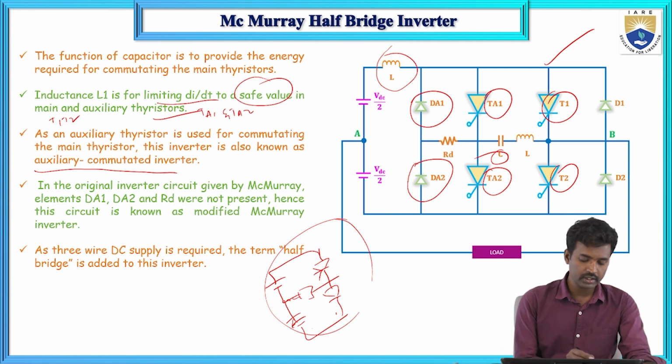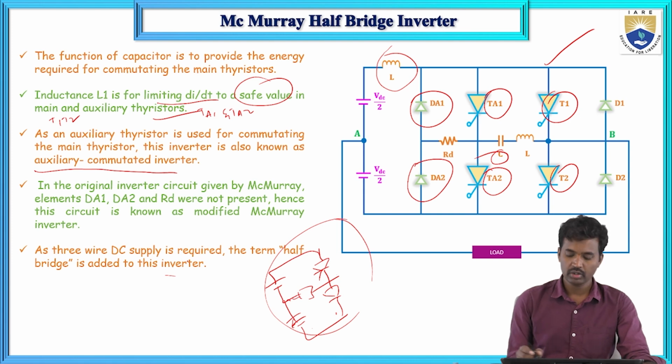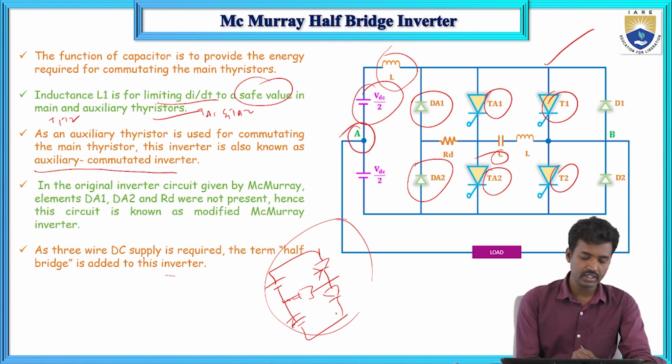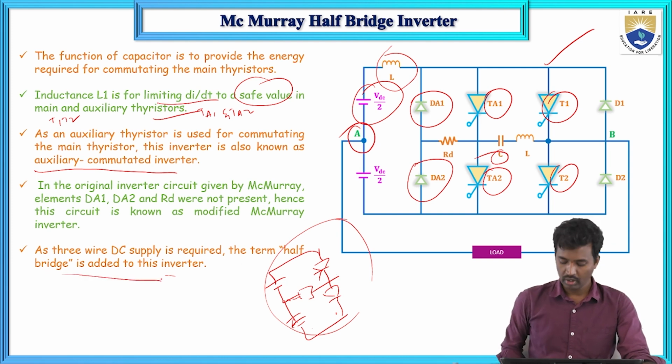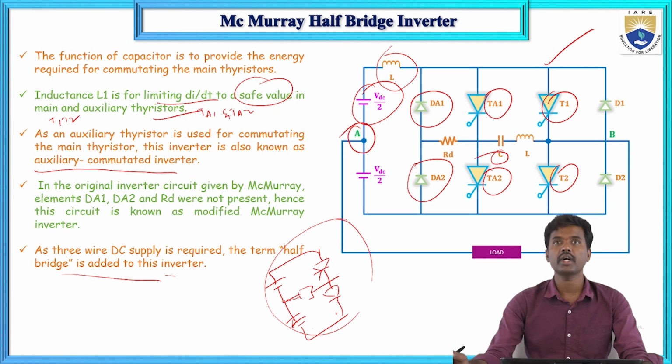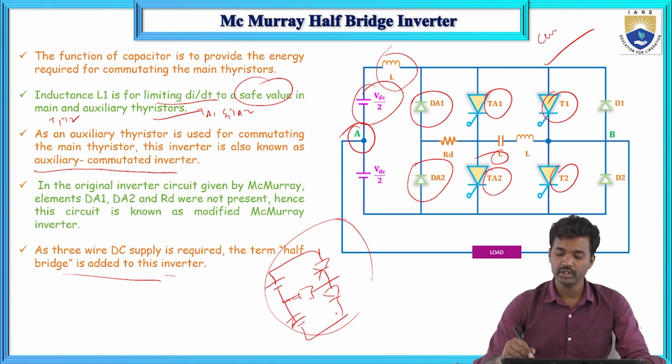Now a DC supply is given to the half-bridge inverter. A 3-wire DC supply is required. So the term half-bridge inverter is adopted. This is the circuit diagram. Here we are using current commutation to turn off T1 and T2. This point is important: current commutation we are using.